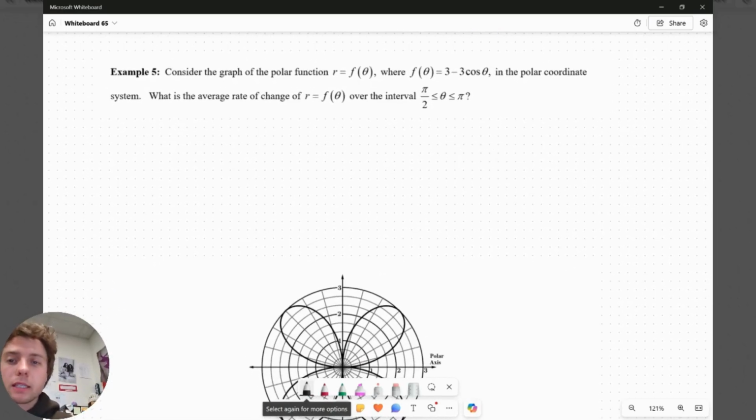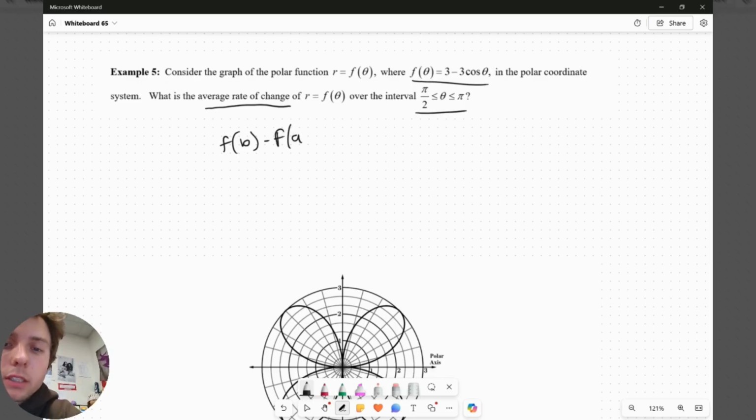Example 5 says, consider the graph of the function f of theta equals 3 minus 3 cosine theta in the polar coordinate system. What is the average rate of change over this interval? Well, 2 ways you might do it. You might graph it and try and analyze it that way. But average rate of change, we also have a formula for. We've looked at average rate of change quite a bit this entire year.